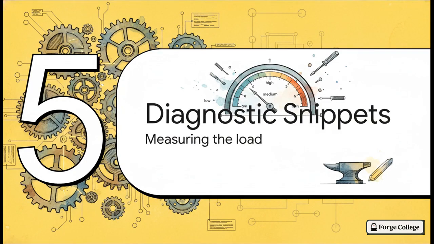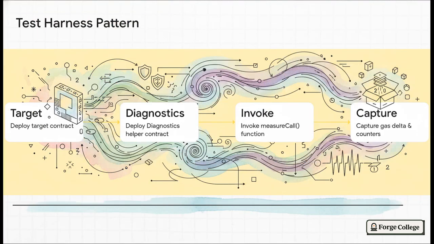Moving on to Section 5, building diagnostic snippets. Let's actually measure this load. Theory's great and all, but let's step into the workshop. Instead of reaching for super heavy profiling tools right out of the gate, we use this simple 4-step test harness pattern. First, deploy your target contract. Second, deploy a tiny diagnostics helper. Third, invoke a measure call function. And fourth, capture the gas delta.